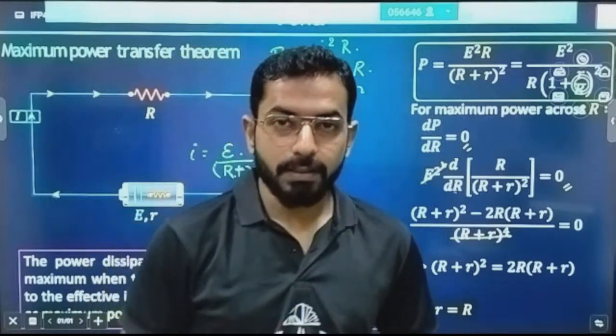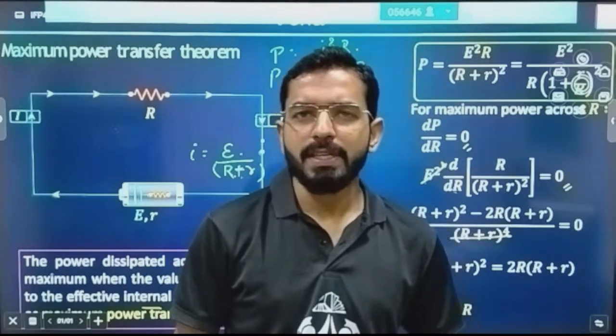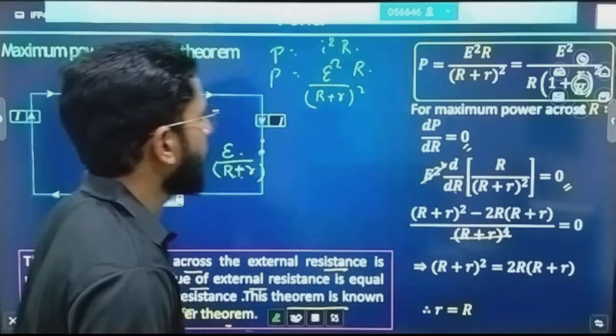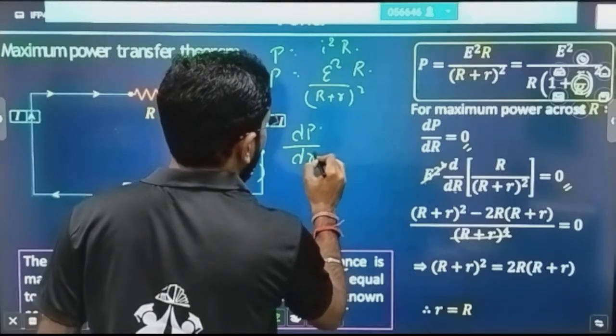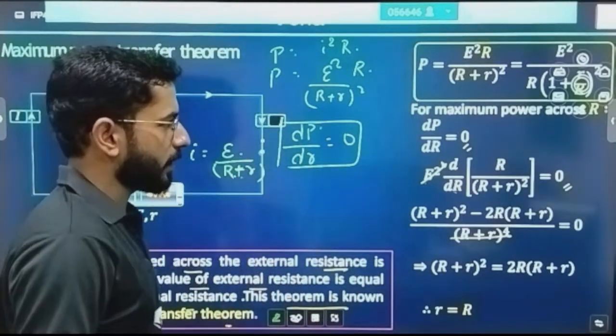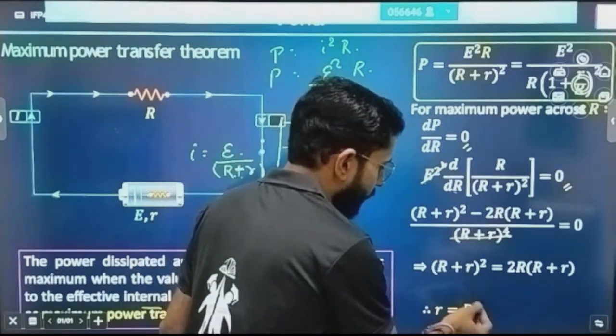Remember the starting lectures of basic maths, how will you maximize any value? For maximizing any value, just differentiate it with the variable and make it equal to 0. That means what you have to do? You have to do dP by dR equals 0. dP by dR is equal to 0. Here is the complete calculation, and when you finally solve it, you will get the result.